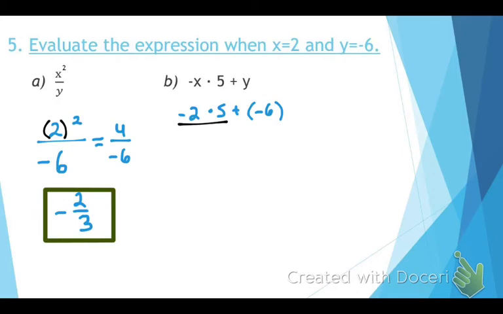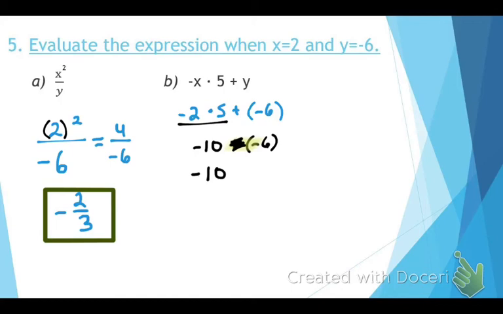You have to multiply. What is negative 2 times 5? Negative 10 plus negative 6. What should I do next? We're going to add them together. If you want to get rid of those double signs, you can. Whenever you're adding a negative, negative always wins, which means negative 10.